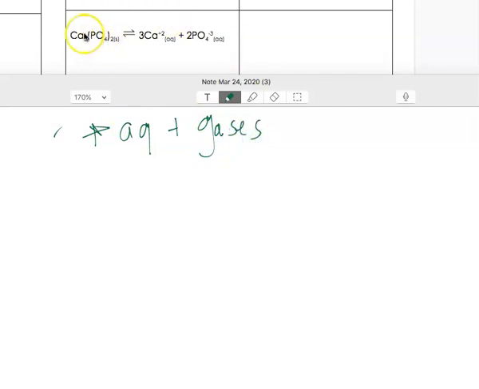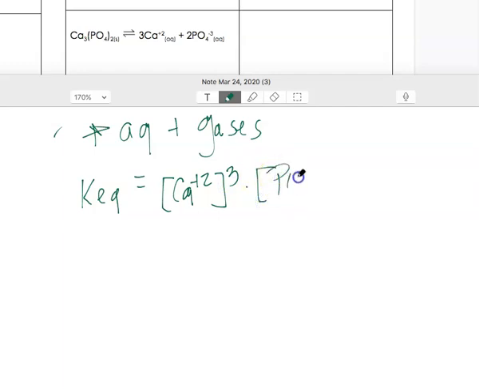So that means we have to ignore the solid. We're going to ignore this guy, okay? So we're going to write Keq is equal to products, right? Products. So the concentration of calcium ion to the third power times, not add, times PO4 3-, which is phosphate. And you raise that to the second power.